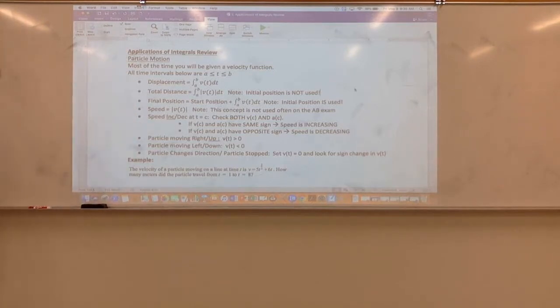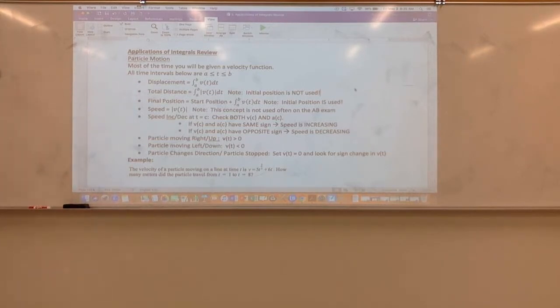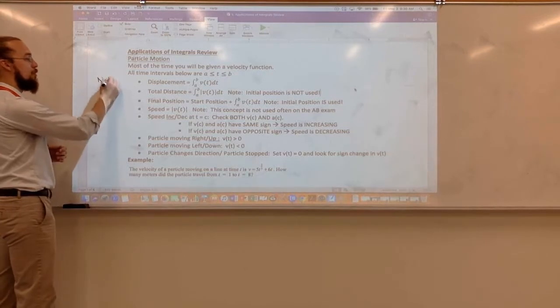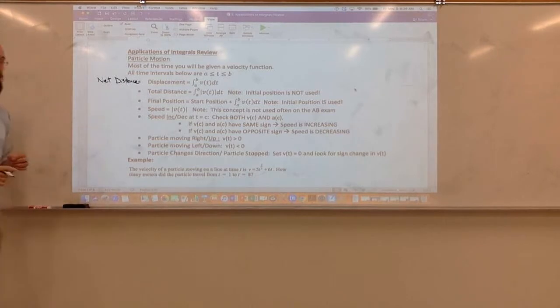Alright, so particle motion. The big ideas that we talked about with integrals, with particle motion, were displacement and total distance. I probably should have put this on there, but another term for displacement is net distance.